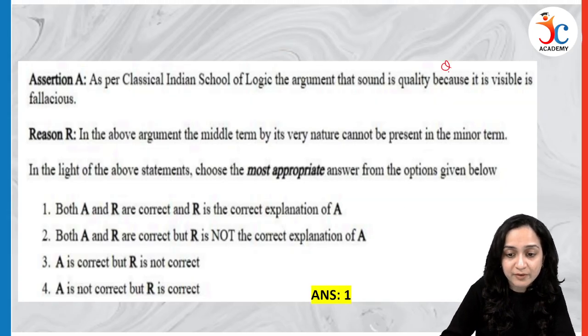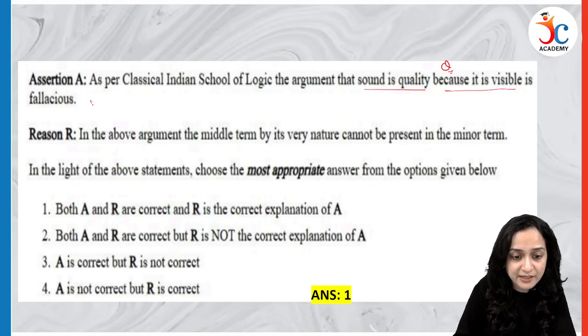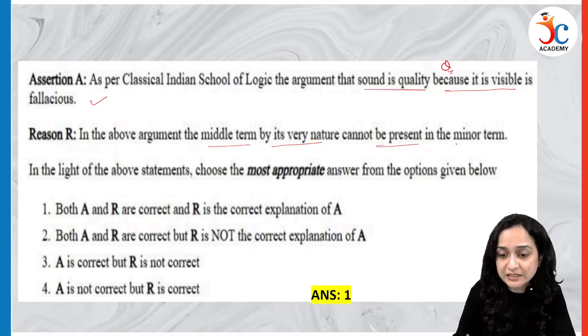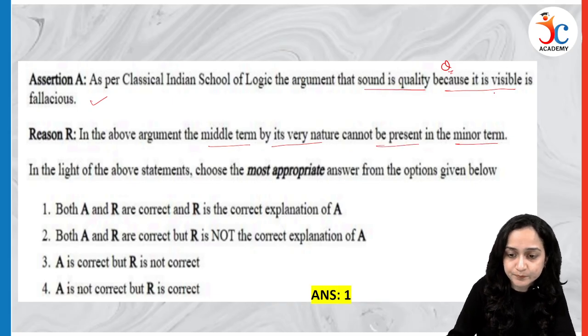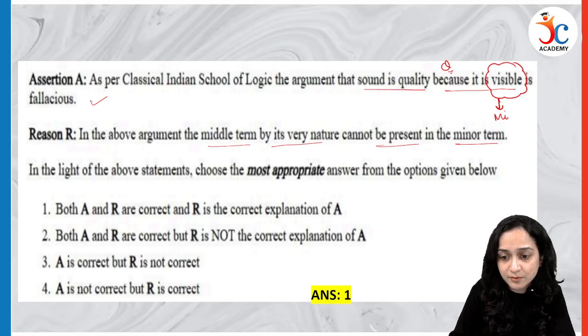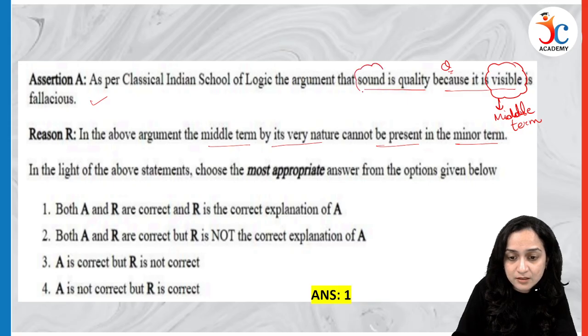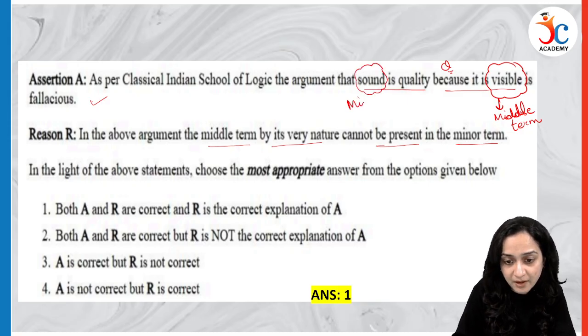Next question is from Indian logic. As per classical Indian school of logic, the argument sound is quality because it is visible is fallacious. Correct statement. The reason says the middle term by its very nature cannot be present in the minor term. Let's check it. Visible is the middle term here and sound is the minor term here.